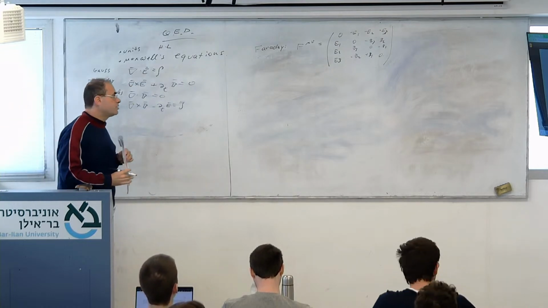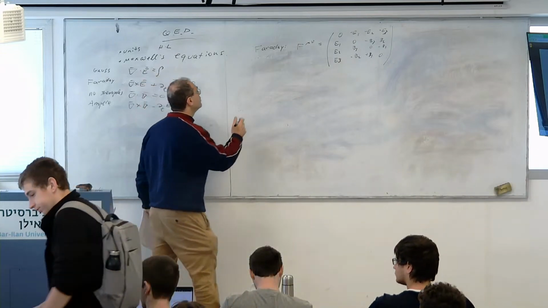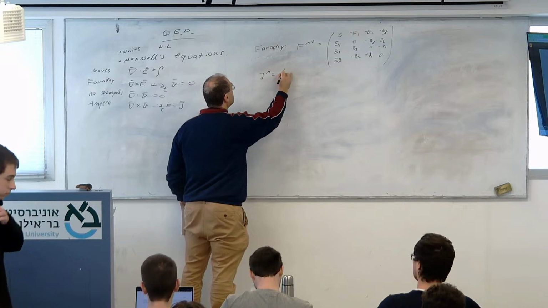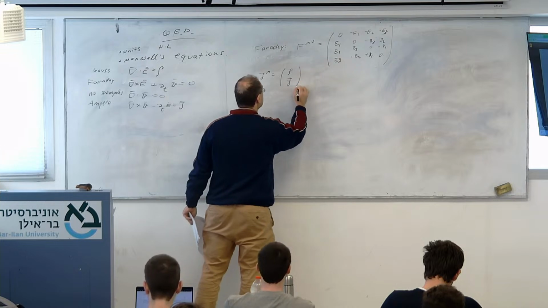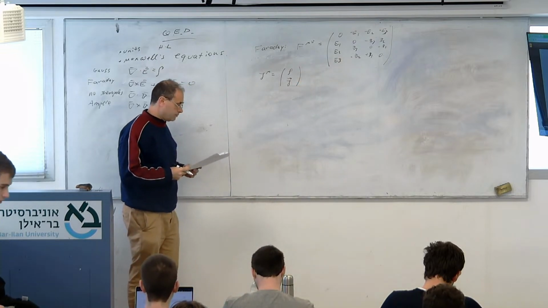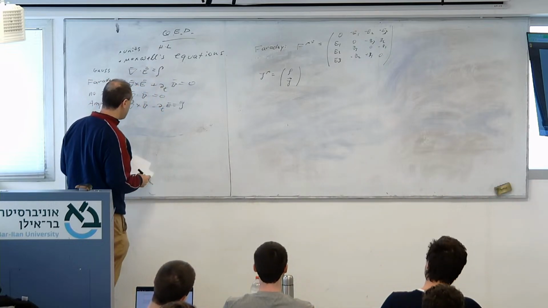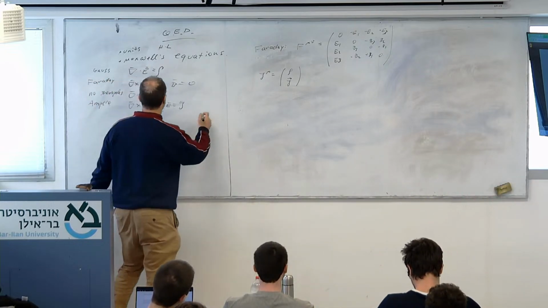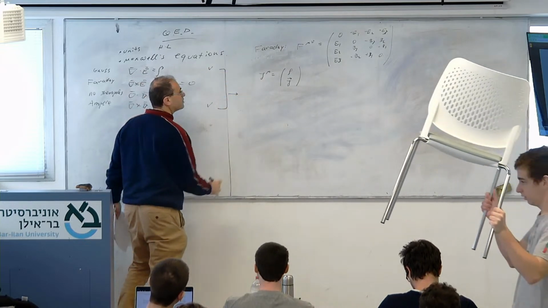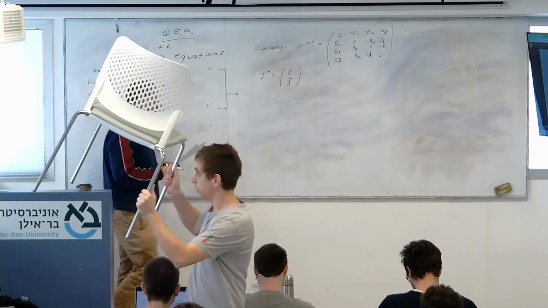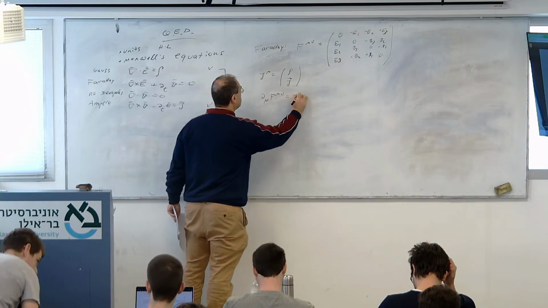Then we introduced two new 4-vectors. One is called the current 4-vector, J mu, which is rho and J. And that enabled us to write down the two inhomogeneous Maxwell's equations. So that plus that we wrote down in a simple form: d mu F mu nu equals J nu.